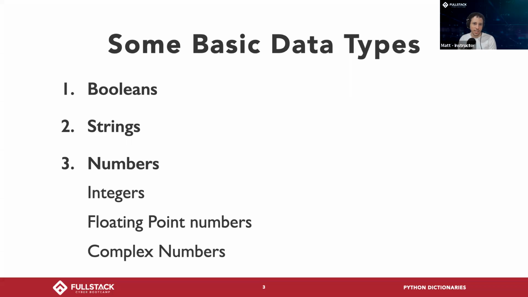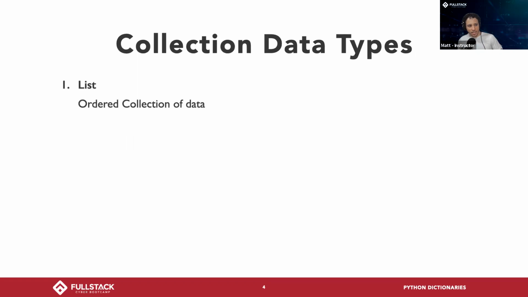And then we have numbers, and different flavors of numbers. I'm not going to go into the details, but just know that we have different kinds of numbers: integers, floating points, and complex numbers. Fantastic. Let's talk about the collection data types. We have lists, and we're already familiar with lists.